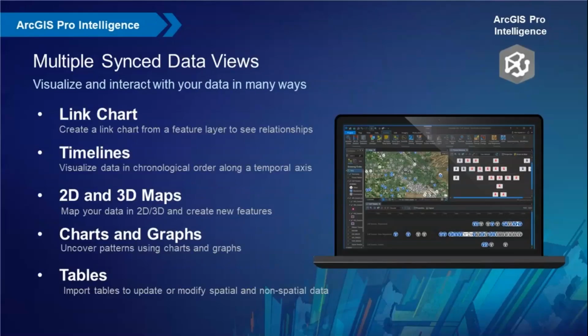So with Pro Intelligence, you are able to visualize and interact with your data in many ways using what we call multiple sync views. For example, you can create a link chart from a feature layer to visualize relationships between entities. You can visualize data in chronological order along a temporal axis using timelines. You can map your data in 2D or 3D, create new features. You can uncover patterns and trends using charts and graphics. And then you can also import tables to update or modify spatial or non-spatial data. So let's see now what's new at 2.6.